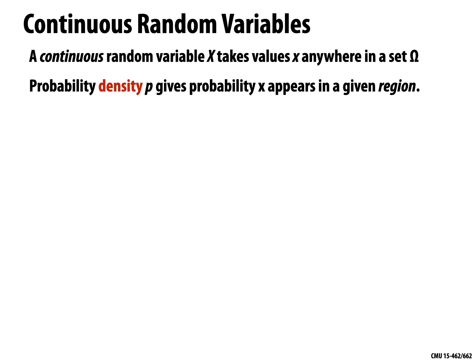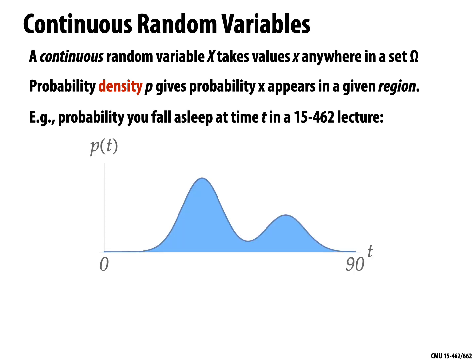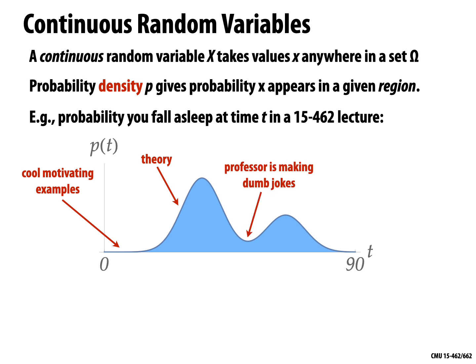As kind of a silly example, let's say that this probability density function p of t gives the probability that you fall asleep at different times t during a computer graphics lecture. Okay, so you could think, in this 90-minute period, at the beginning, there are some cool motivating examples, you're staying awake, then we start to get deeper into the theory and you drift off, but then maybe the professor makes some stupid joke, and you're paying attention again, but then there's more theory, you drift off, and finally, class ends, you get out of there.